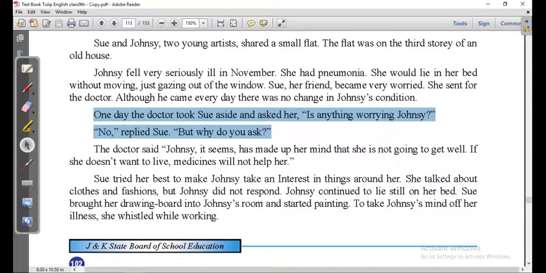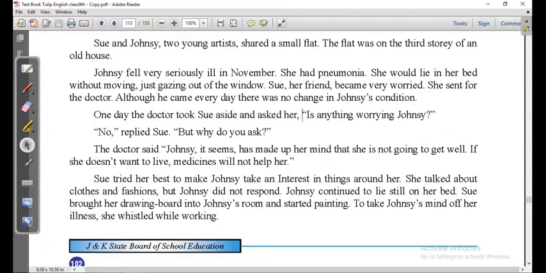One day the doctor took Sue aside and asked her, this is dialogue, in inverted commas, "Is anything worrying John C?" "No," replied Sue, "but why do you ask?" This is dialogue delivery, the spoken words, the narration, the direct speech, indirect speech.